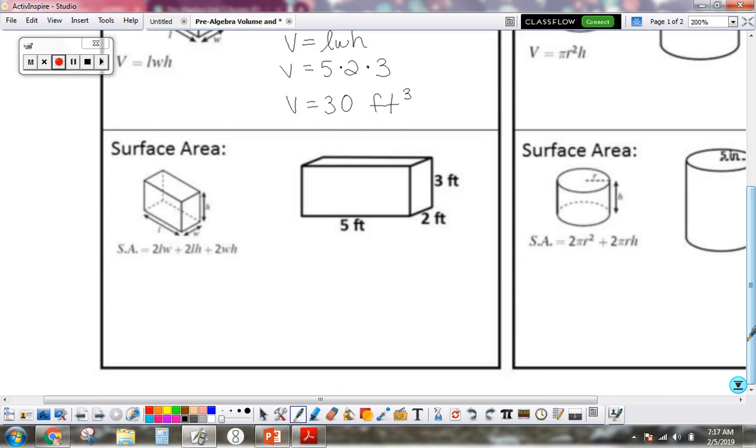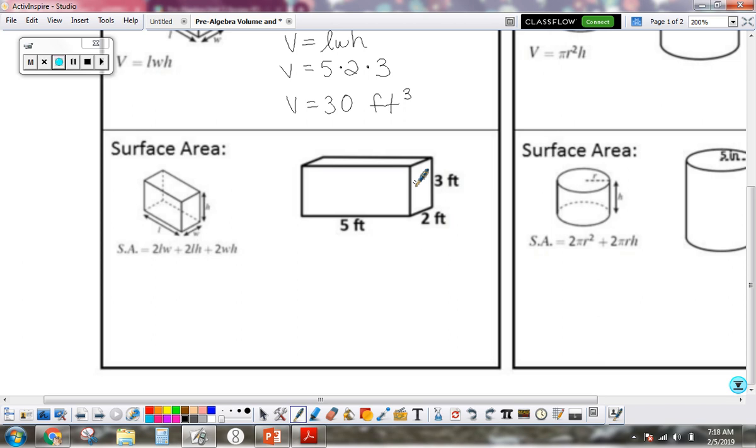Surface area. Remember, this is covering the figure. We're trying to find the area of each of the surfaces. There are 6 different faces here. Remember, the faces are these. There's 2 of this face, 2 of this face, and 2 of this face. So that's where the formula comes in. We have 2 of your length times your width, so 2 of this face, 2 of your length times your height, so 2 of this face, and then 2 of your width times your height, so 2 of that face.